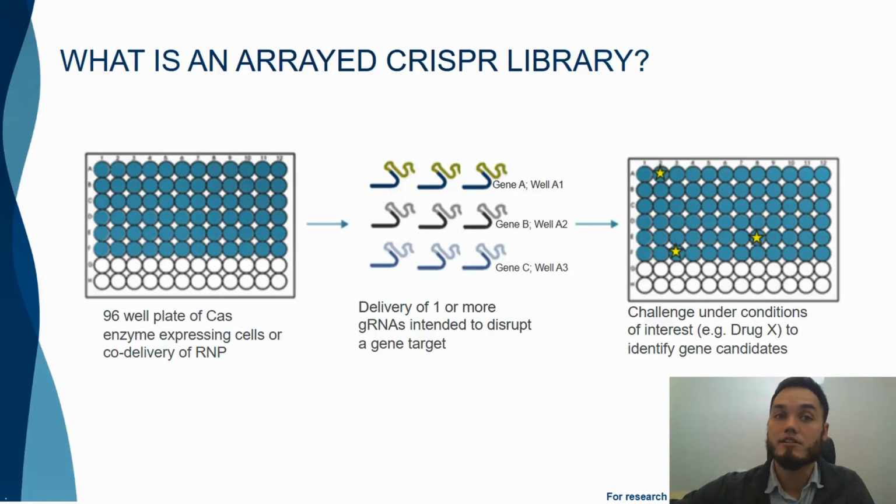These libraries are typically designed to have multiple guides per transfection that are all targeting the same gene in one well. From there, a high level of functional knockout is typically observed, which makes this plate of edited cells ideal for screening to identify gene candidates of interest, which I'm indicating as positive hits here with yellow stars.